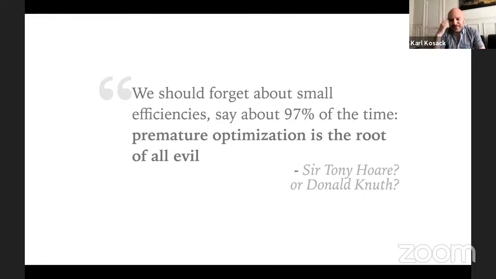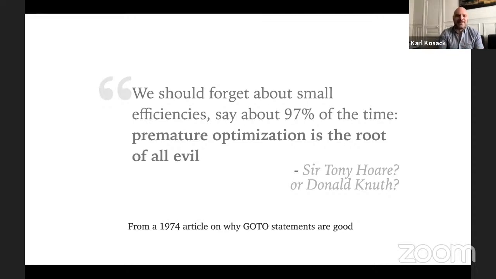The other thing is that if you look into who actually said this, it's not totally clear. It's often attributed to Donald Knuth, who's the guy who created LaTeX and things like that. But it's also attributed to Tony Hoare. And both of them seem to blame the other for the quote, so no one takes responsibility for it. And the other thing is this comes from an article in 1974 on why go-to statements are good. So take it with a grain of salt. It doesn't mean you should never optimize code. It doesn't mean you should never think about speed and optimization.